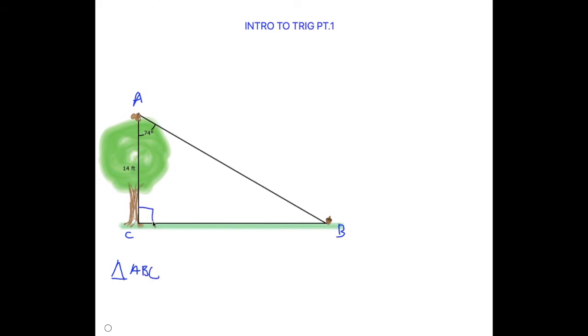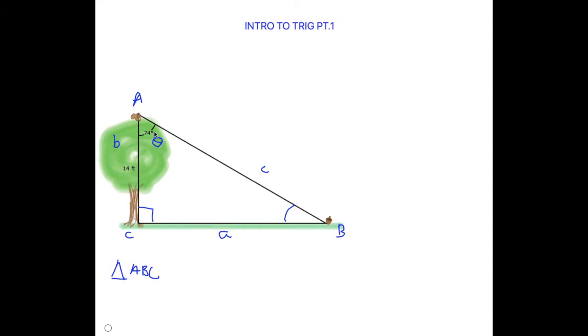Angle C is 90 degrees, we know angle A is 74, and this is unknown. Opposite of angle C is little c, opposite of angle B is little b, and opposite of angle A is little a. Now that we've labeled this, let's figure out where to label theta. Let's use angle A as theta.